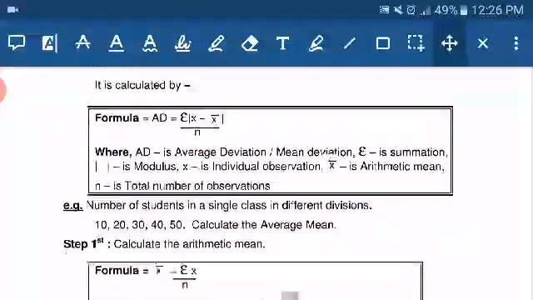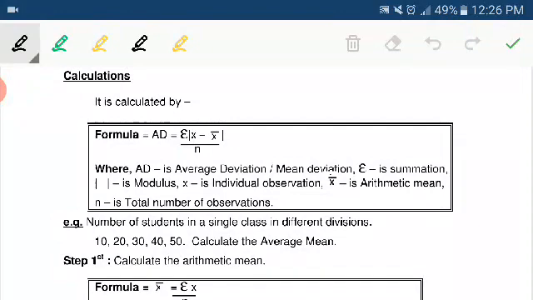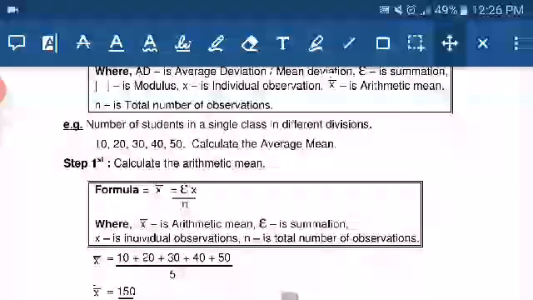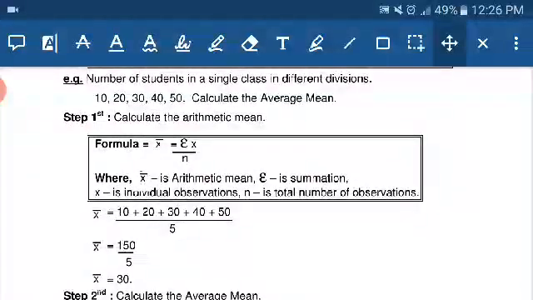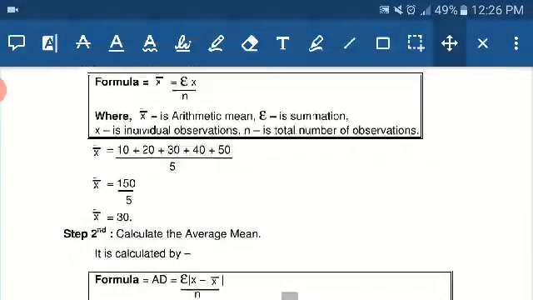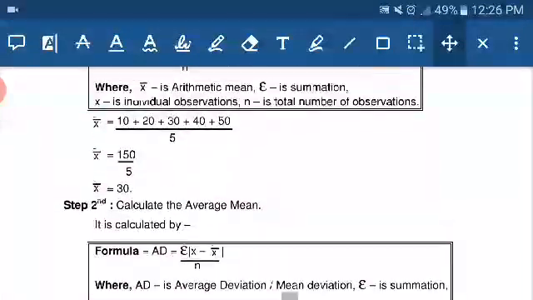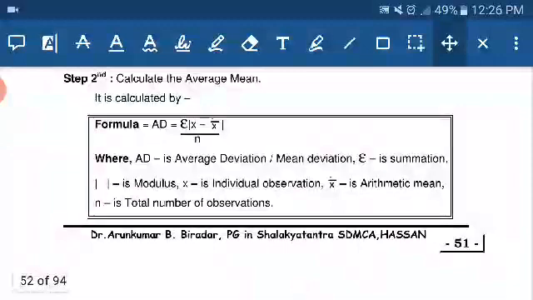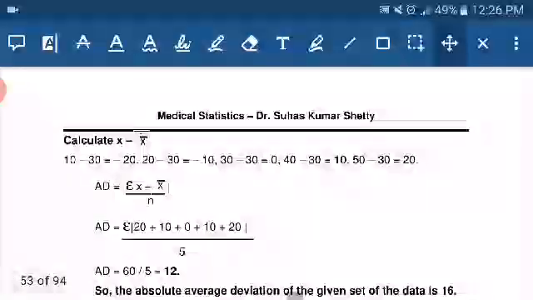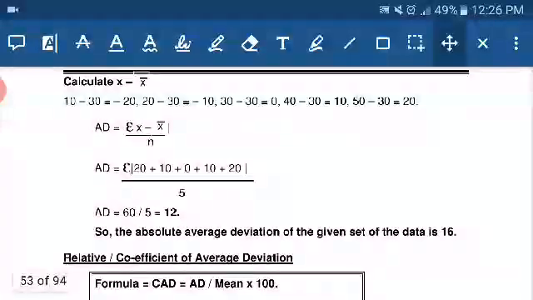Calculation: average deviation equals the summation, in brackets, of the absolute value of x minus x dash, where x is the individual observation and x dash is the arithmetic mean, divided by the total number of observations. Here is an example. First we calculate the arithmetic mean, then the average deviation: the summation of individual value minus the arithmetic mean, divided by the total number of observations. We see this in the example.